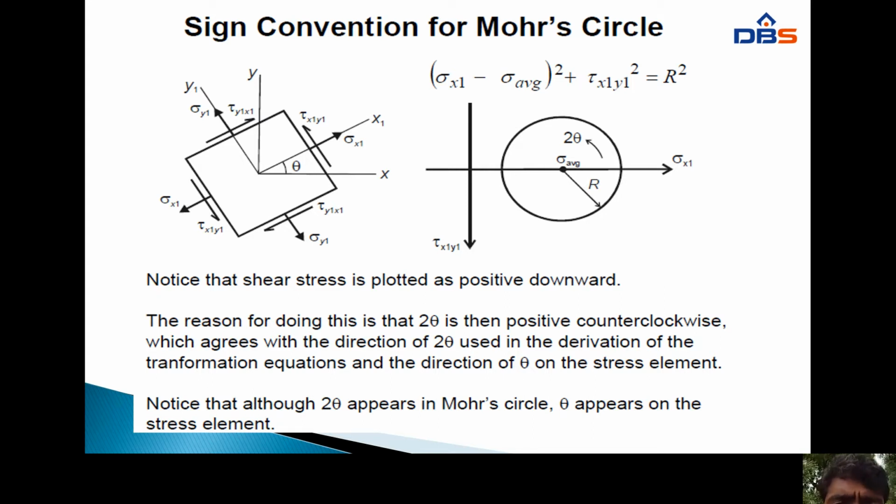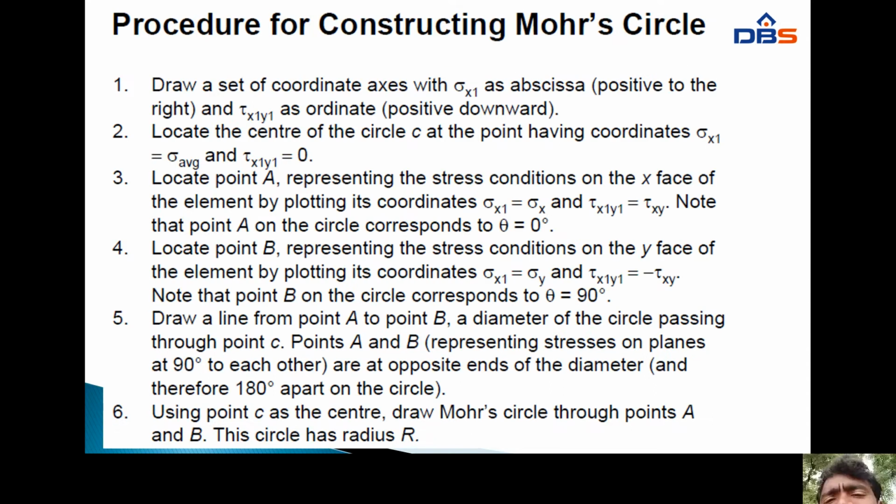Okay, next, procedure of construction of a Mohr circle. Okay, how to draw a Mohr circle? This is the procedure. First one, draw a set of coordinate axes, sigma x1 and sigma y1, the x and y directions. You can draw first the positive direction sigma x1 as a horizontal line. Next, locate the center point of the circle C at the point with coordinate sigma x1.